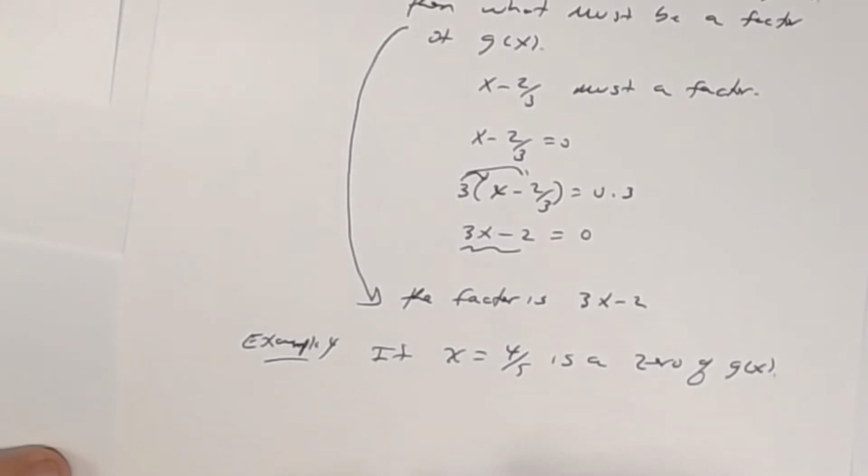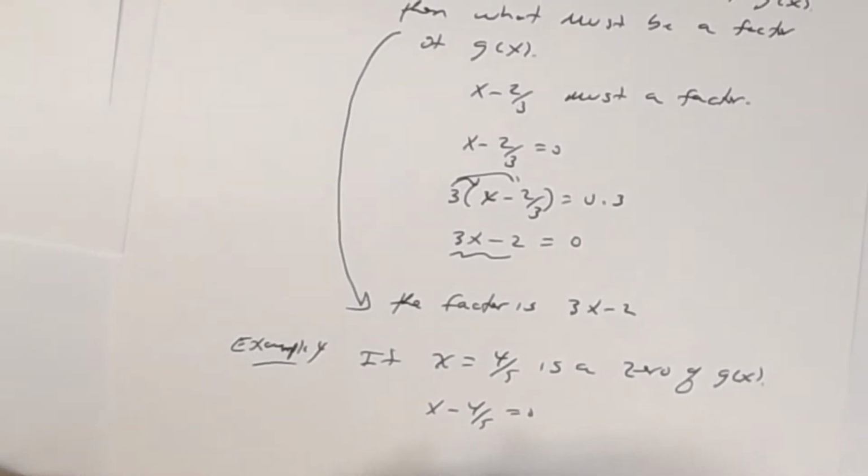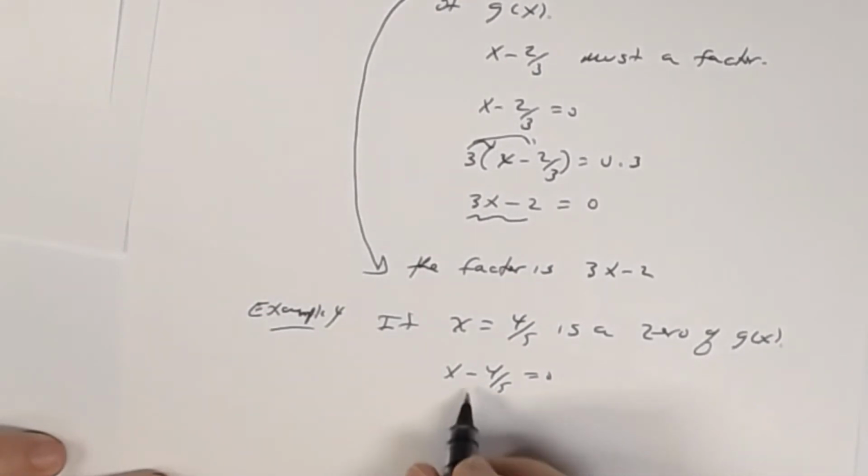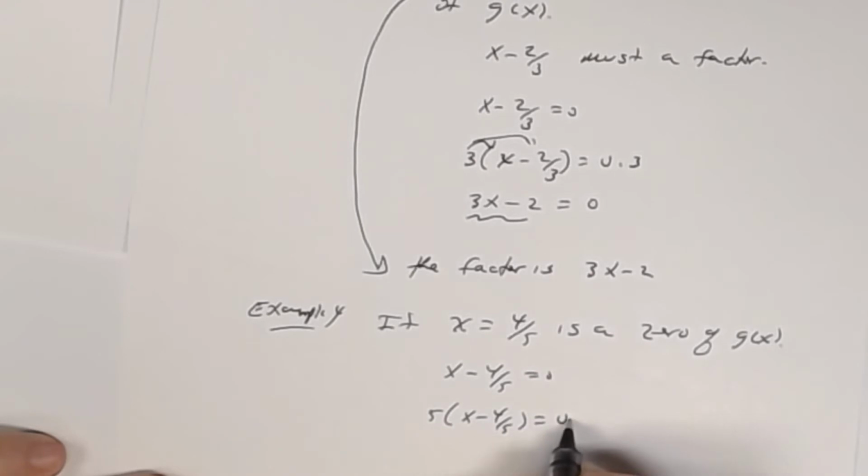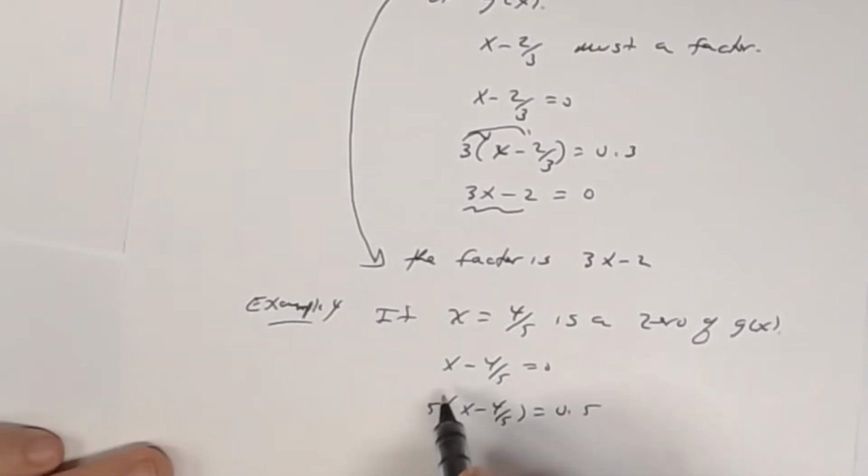Don't say x minus 4/5 is the factor. Okay, I want you to clear the fractions. So you would say x minus 4/5. Well, you would eventually do it first. Okay, just write this first. Okay, then multiply both sides by 5, just like this. Okay, and then distribute.